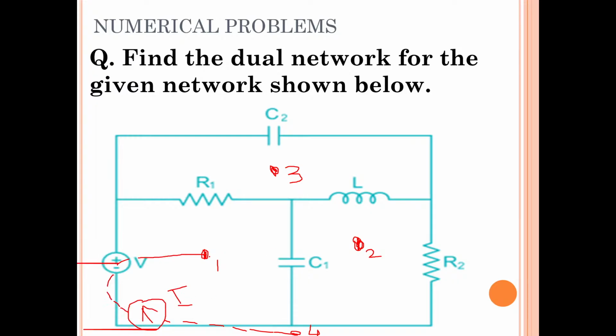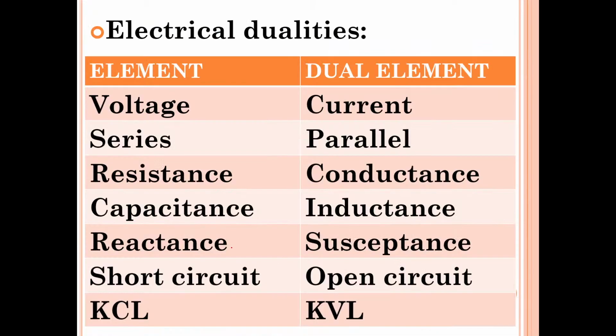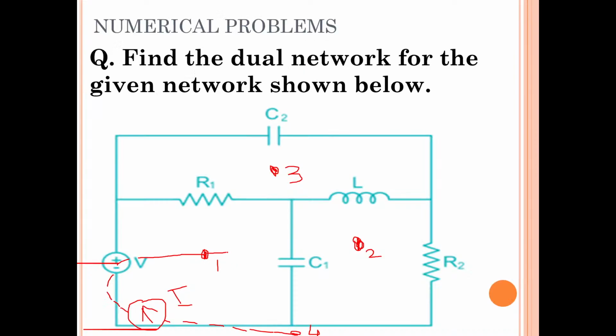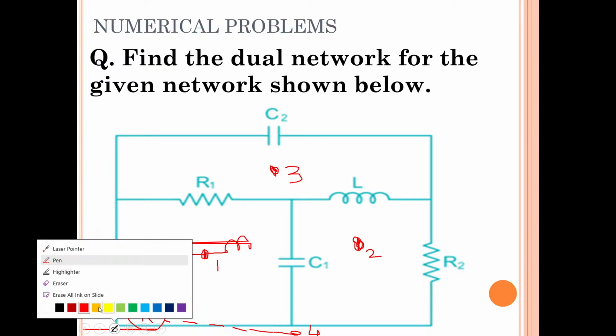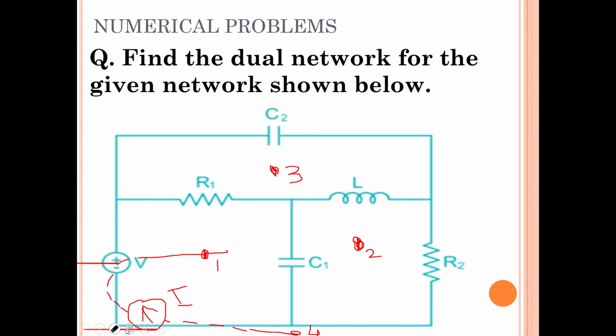Okay, so in between node 1 and node 2, what is there? C1, a capacitor, is there. What is the dual of C1? Dual element of capacitor is inductor. Okay, just now in the previous table, capacitance dual is inductance. So in between 1 and 2, capacitor is there, so now draw an inductor between 1 and 2.